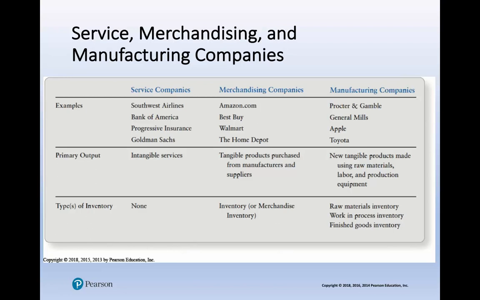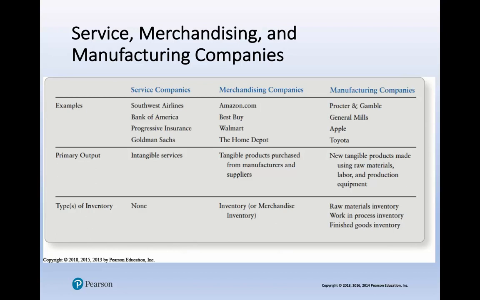Merchandising companies, Amazon, Best Buy, Walmart, Home Depot, and again, these are all companies that sell tangible products, but they do not necessarily manufacture those products. They're buying the products that they have at that store or their website from someone else. And again, they have one type of inventory, so that's a good indication when we're looking at merchandising versus manufacturing companies. Merchandising companies will have one category of inventory. Manufacturing companies are going to have a bunch: raw material, work in process, finished goods.